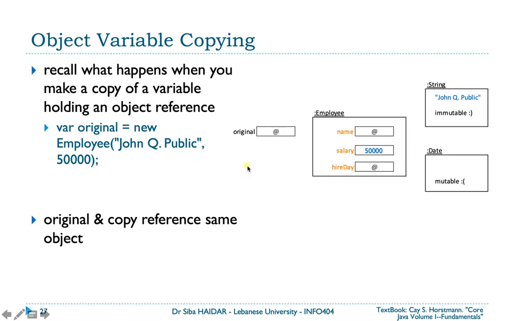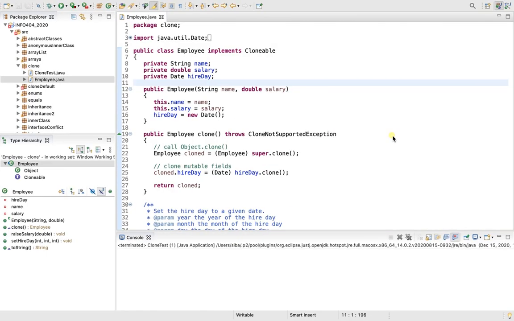So this is original and this is the Employee object with the name, the salary, and the hire day. And we have original, which is an object variable that refers to the Employee object. Let me point out the hire day, which is in this example of type Date, explicitly in order to explain the clone method for you.